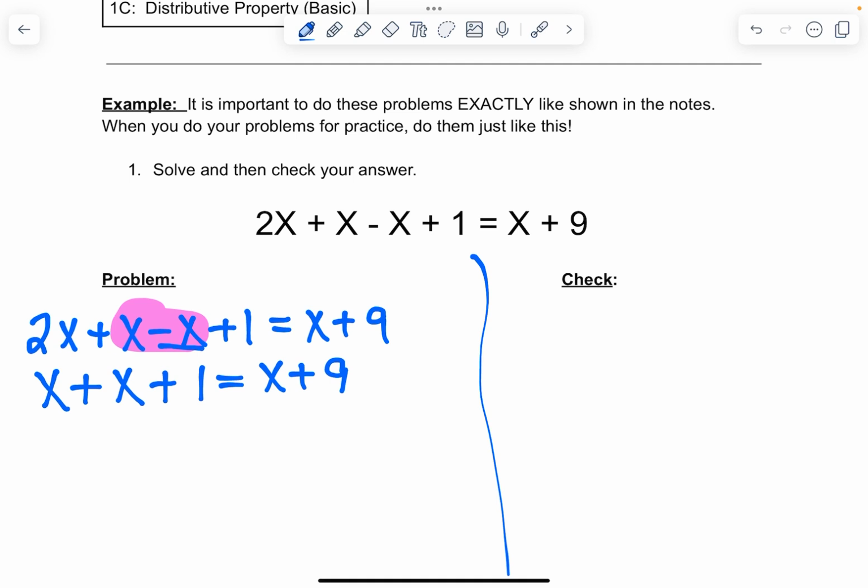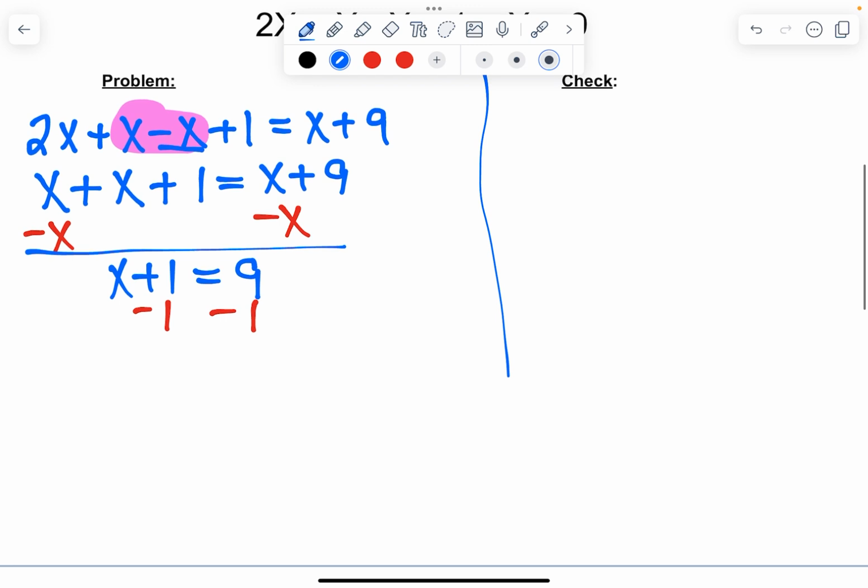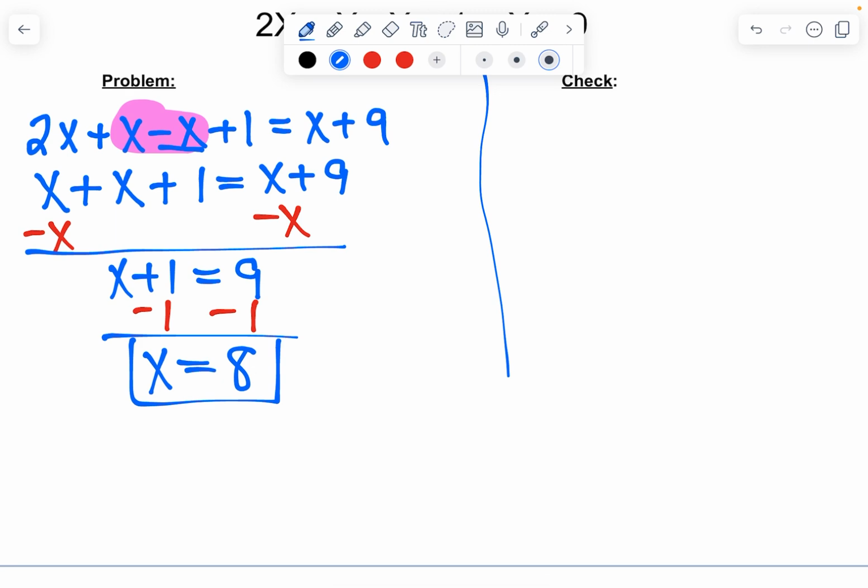I can take away x's, so I'm going to take away 1x. I'm left over with x plus 1 equals 9. I can take away 1. Again, I can take away my numbers. And I end up with x equals 8. So where this is different is that highlighted part. It's in setting up the balance or the expansion.